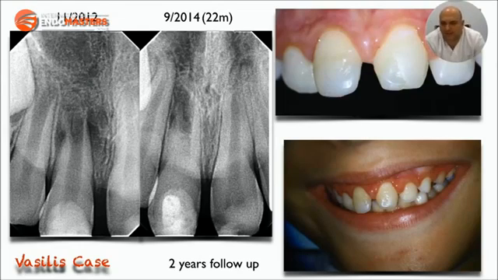No signs of mobility, no signs of infection. The tooth is asymptomatic, and in the radiograph you can see some signs of continuous root development. Vasilis is happy because he still has his central maxillary incisor. I'm not suggesting that this tooth will stay there for Vasilis for his whole life. However, my objective here is first to retain this tooth until little Vasilis becomes a grown-up and can predictably place an implant over there if needed.